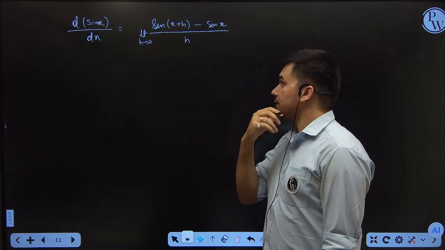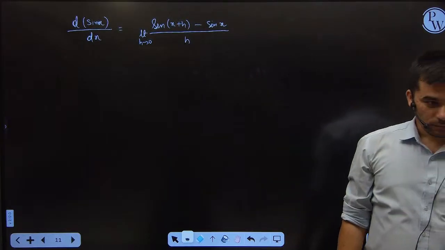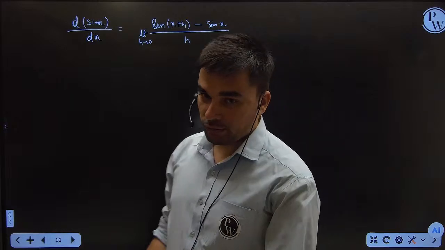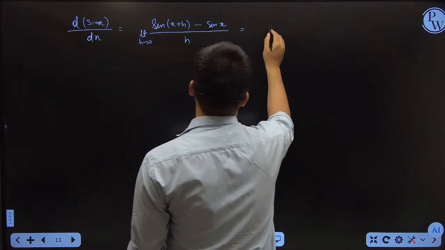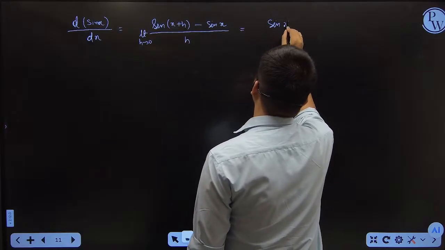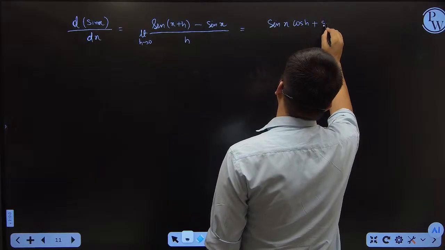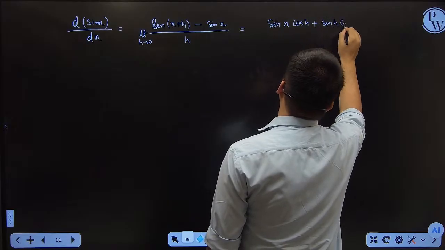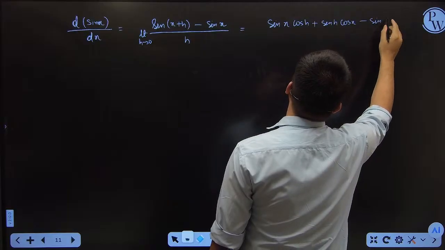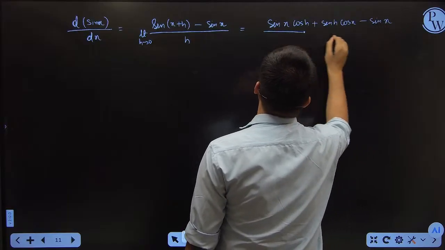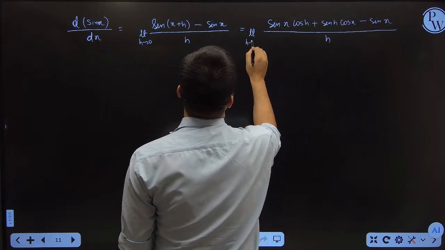What will this become? What is the sine of a plus b formula? This we have already seen, no? Compound angle formula: sine a cos b. So this will be sine x cos h plus sine h cos x, minus sine x, whole divided by h, limit h tending to 0.